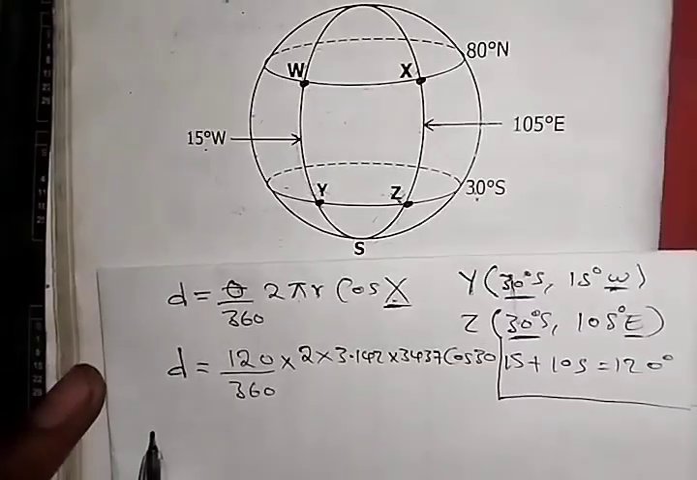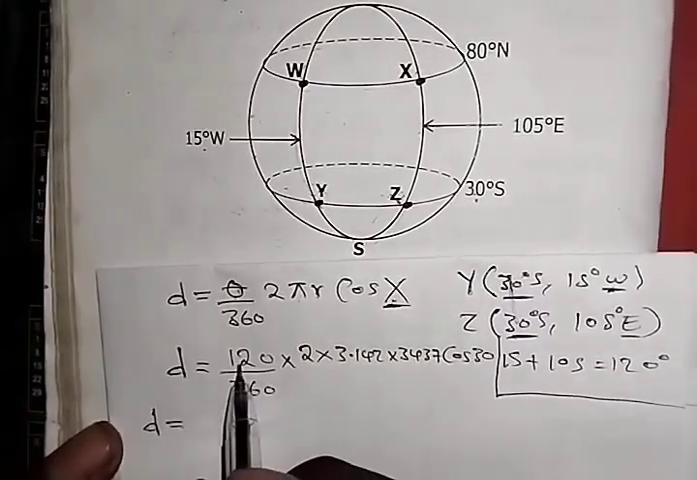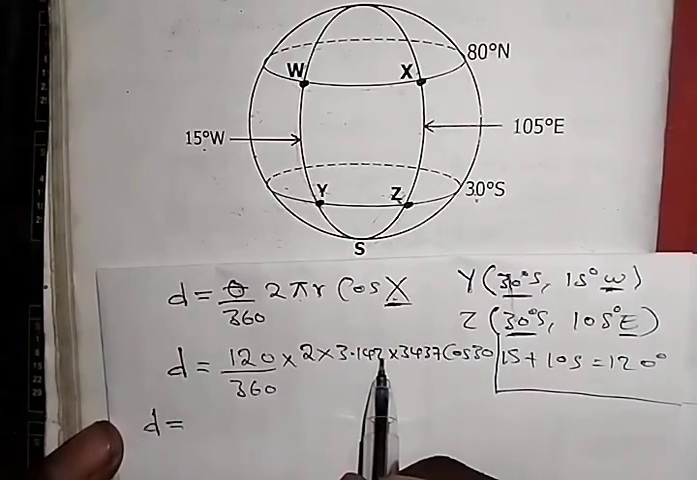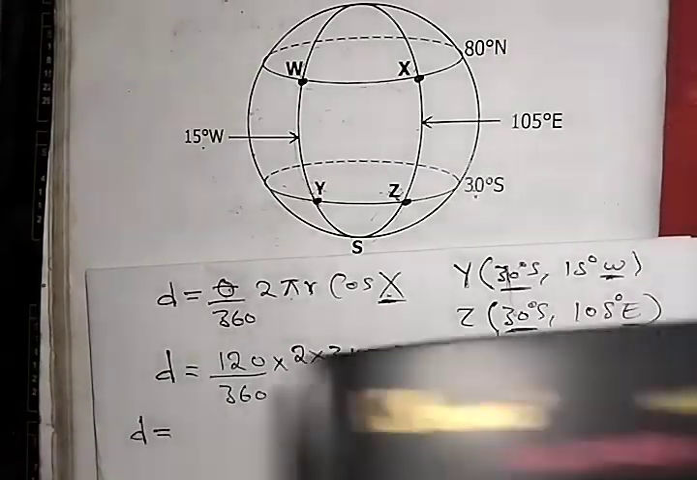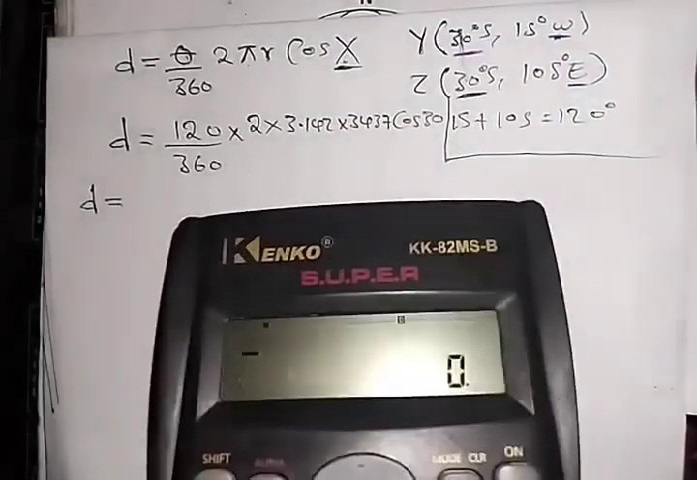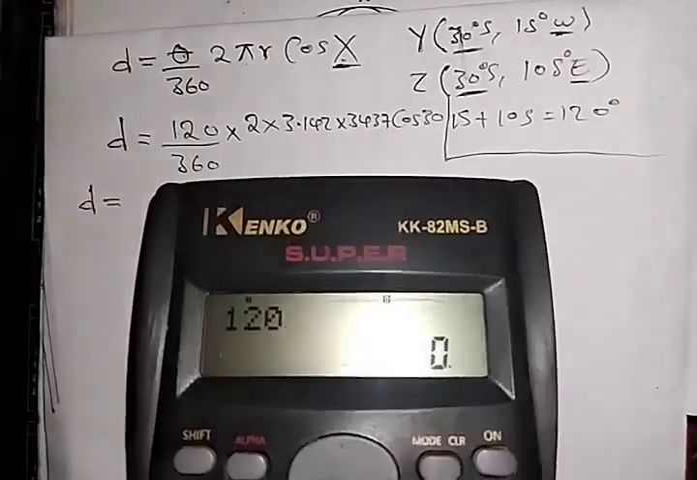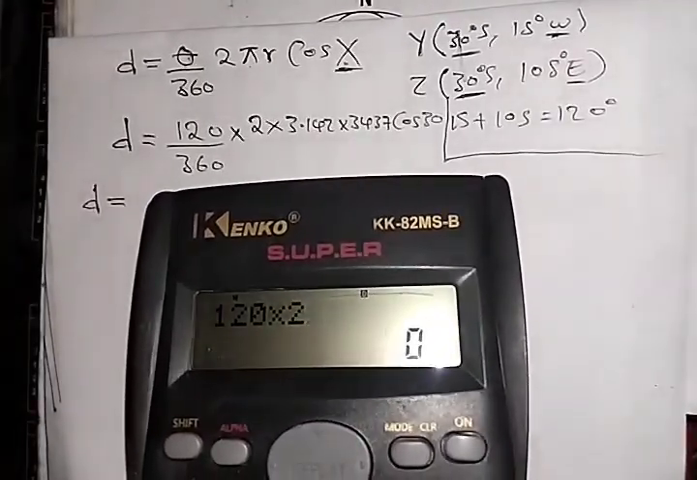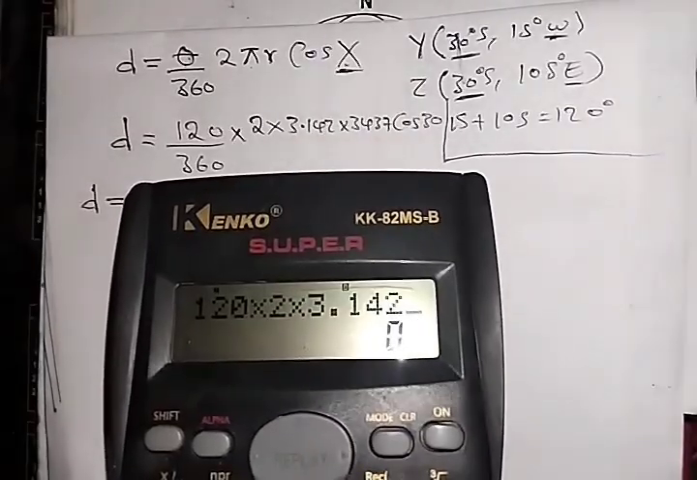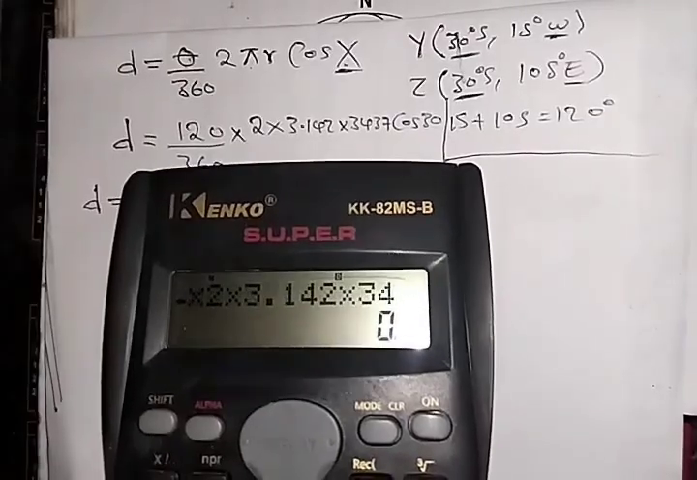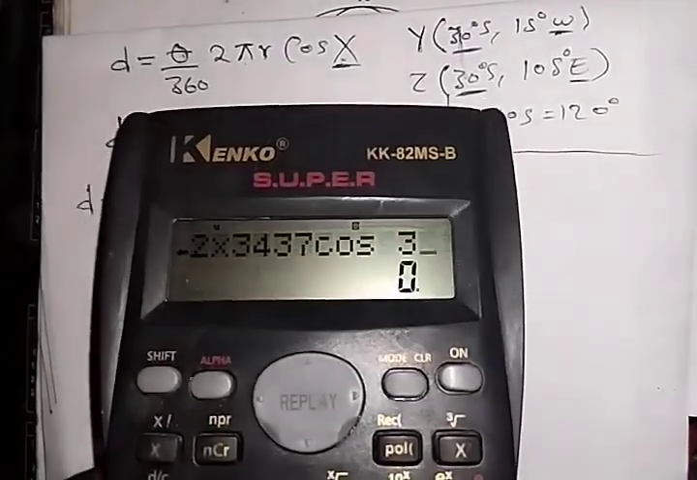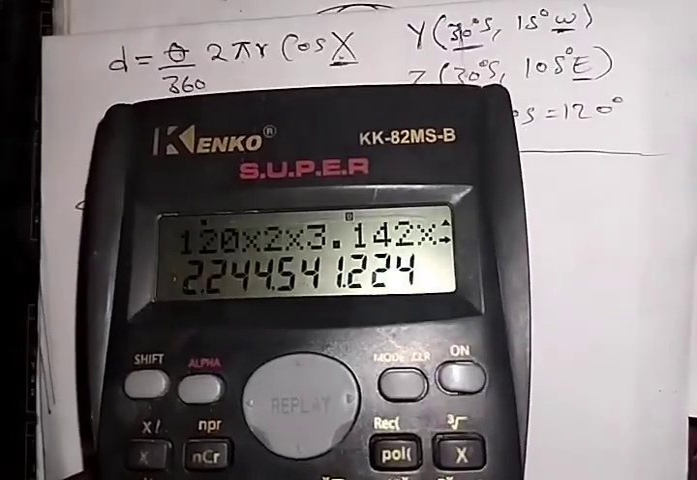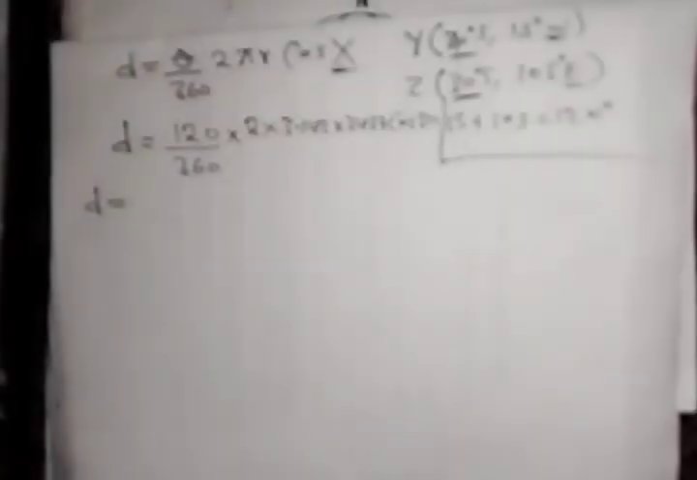So therefore, from there, we're going to say our distance is equal to, we multiply 120 times 2 times 3.142 times 3437 cos 30. So this is what you multiply. We are multiplying 120 times 2 times 3.142 times 3437, then cos 30. So you're going to get something like this. When you multiply what is on top, you get this answer.